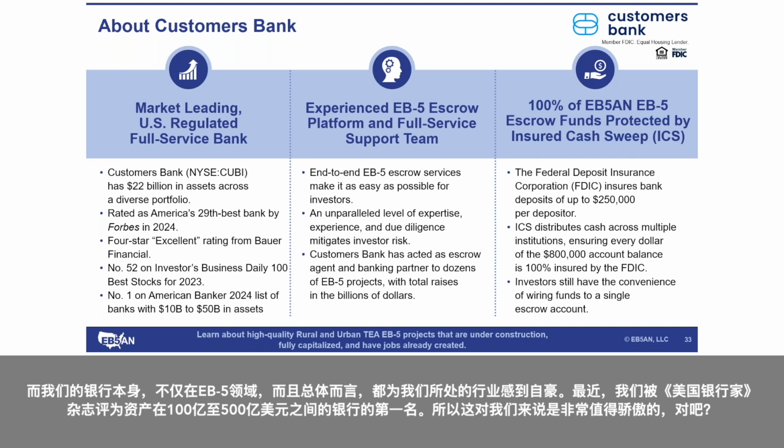And the bank itself, not just in the EB-5 space, but overall, we pride ourselves in the industries that we're in. Most recently, we were ranked as the number one bank by American Banker magazine for banks that are between 10 billion and 50 billion in assets. So that's a point of pride for us, right?